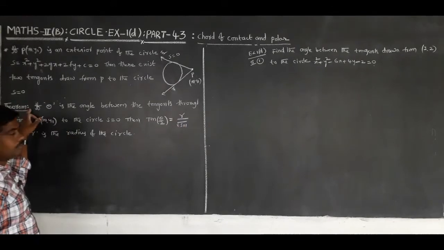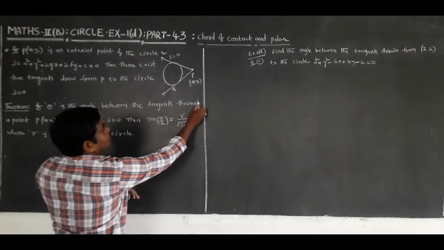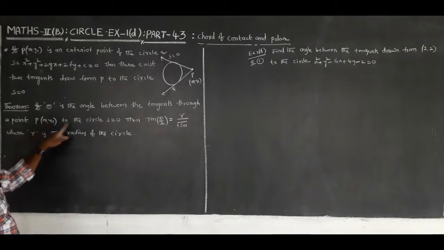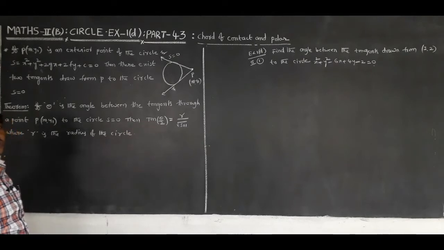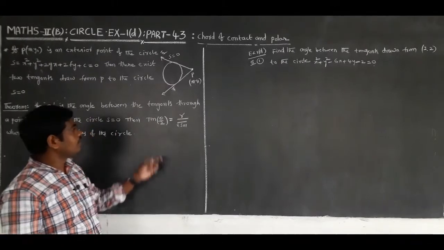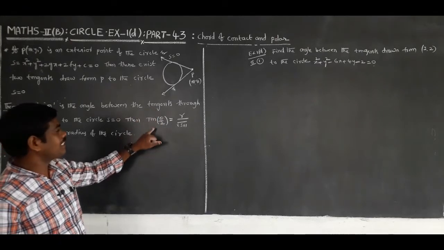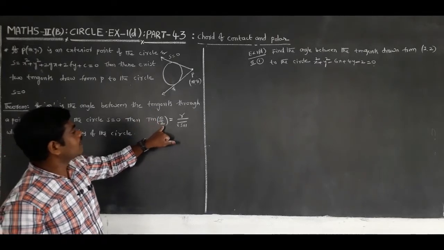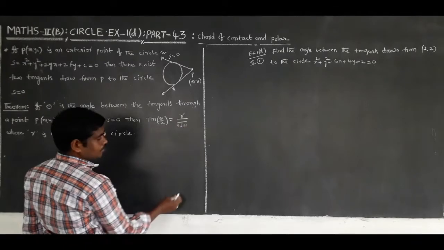Next one, theorem. If theta is the angle between the tangents through a point P(x1, y1) to the circle S equal to 0, then tan theta by 2 is equal to r by root S11. Here r is the radius of the circle. If theta is the angle between the two tangents drawn from a point P(x1, y1) to the circle S equal to 0, then we prove that tan theta by 2 is equal to r by root S11.